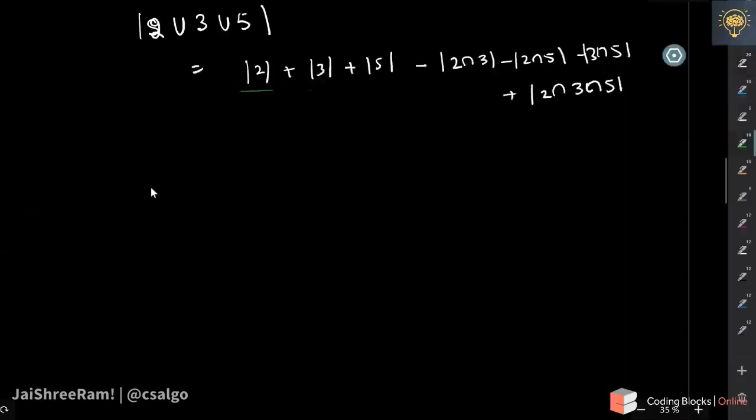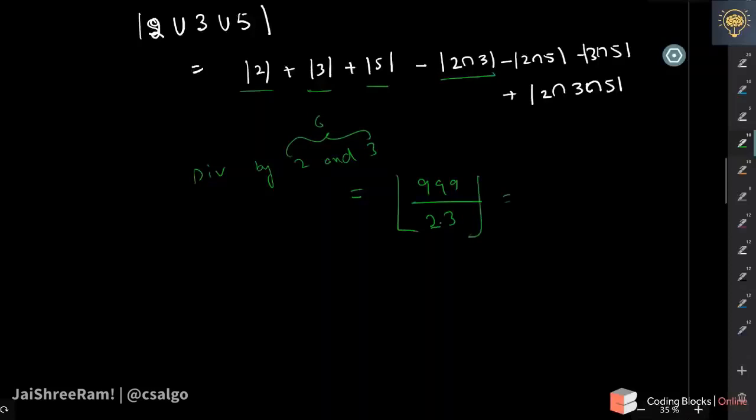These first terms you already know: how many numbers are divisible by 2, 3 and 5. The intersection means all those numbers which are divisible by both 2 and 3. So this would be given by 999 divided by 2 and 3. Basically I want all those numbers which are multiples of 6. So 2 into 3, which is 6, and this comes out to be around 166.